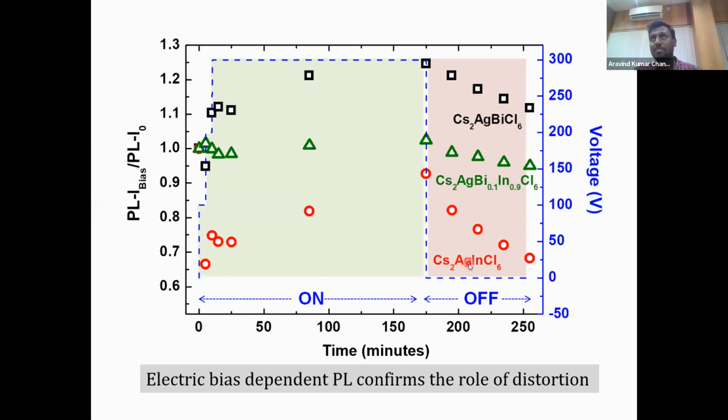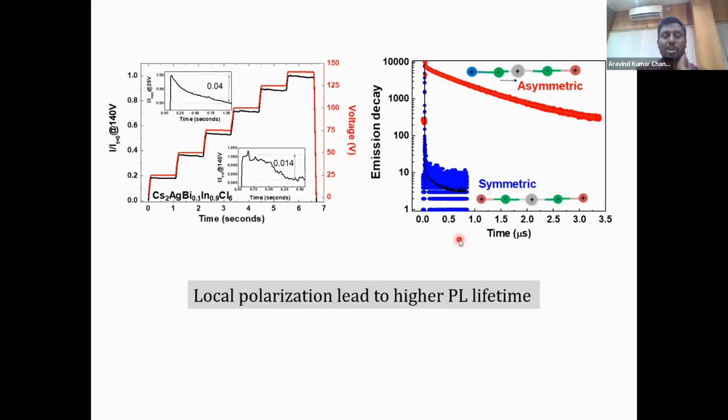This again confirms that the most important thing is you have to create a distortion in order to introduce the change in the parity of transition or change the nature of the band gap in order to emit white light. That is the greatest thing about the distortion that we have introduced. The other thing I would like to quickly point out is that distortion also created a local polarization. Actually, this was the whole motivation behind why we worked on this whole topic.